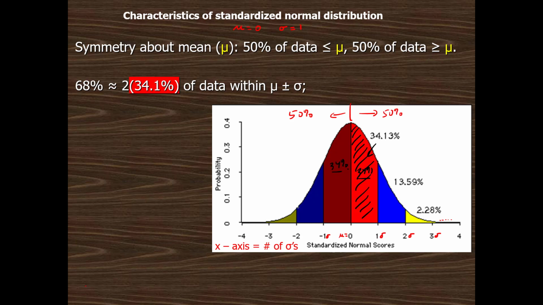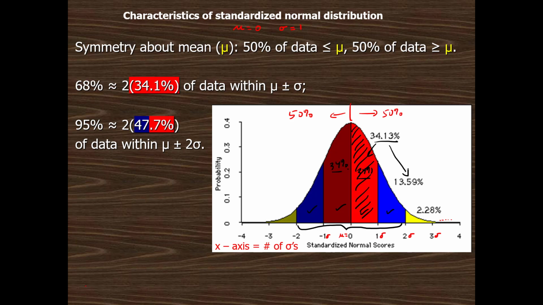Next, we look at 95% of the data being within 2 standard deviations. So that's this here, right? So this area plus this area plus this area plus this area will give me 95%. So this is 2 times 47.7, that's this plus this, red plus blue, and we multiply that by 2 because it's symmetrical. Same thing happens on the left as the right. So these are worth memorizing.